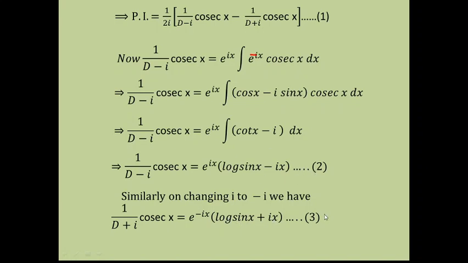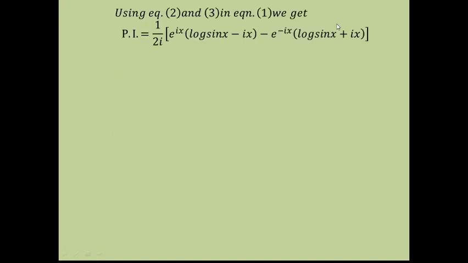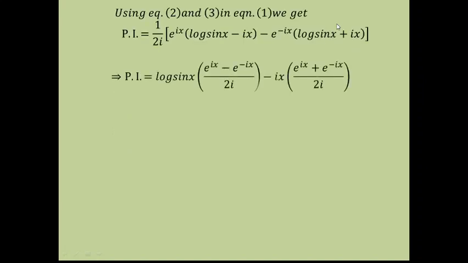So using equations 2 and 3 in equation 1, we will get the particular integral in this manner. Now if you wish, you can collect the common terms. What are the common terms? We will take log of sin x common. Now what is left? e raised to power ix minus e raised to power minus ix upon 2i. Similarly, we can take minus ix common. If I take minus ix common, what is left? e raised to power ix upon 2i, and then plus e raised to power minus ix upon 2i.